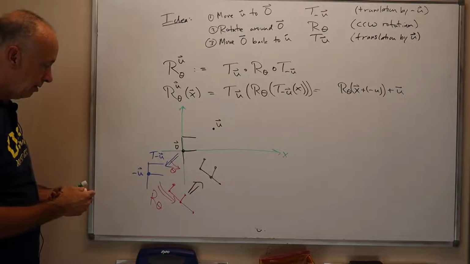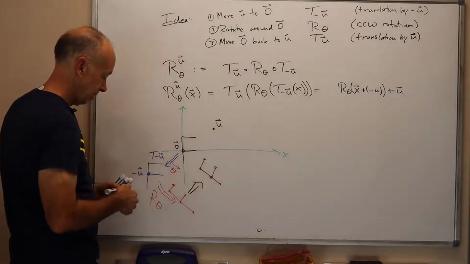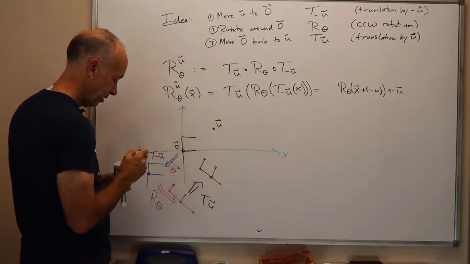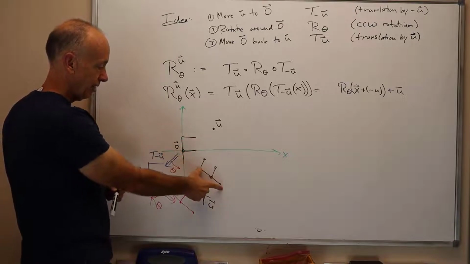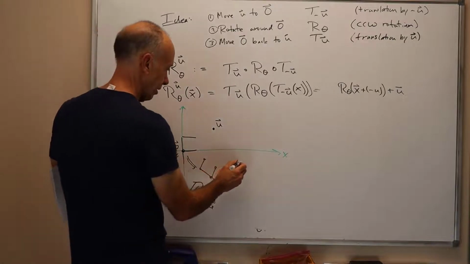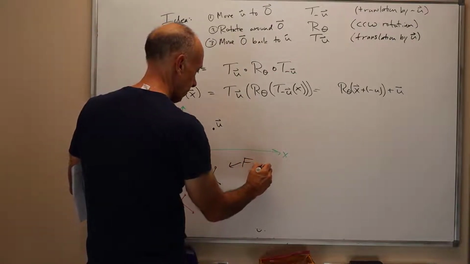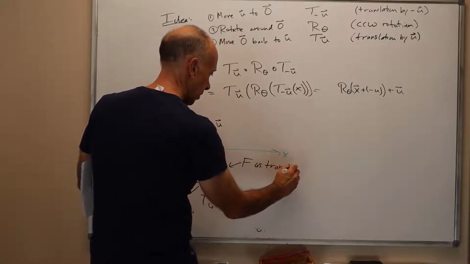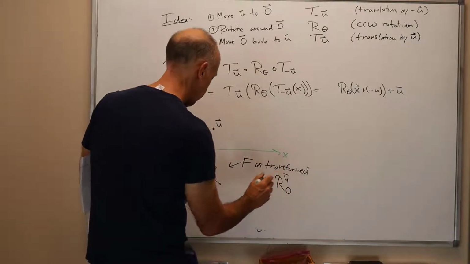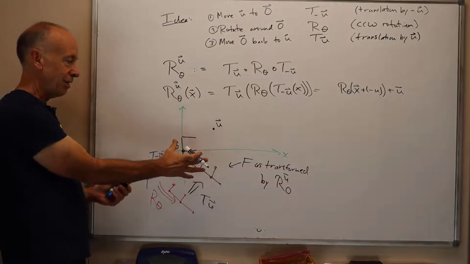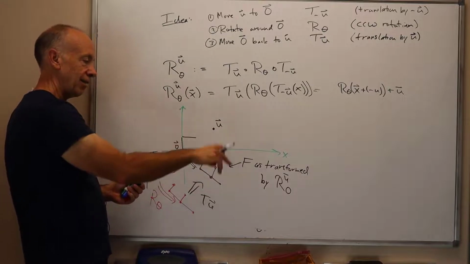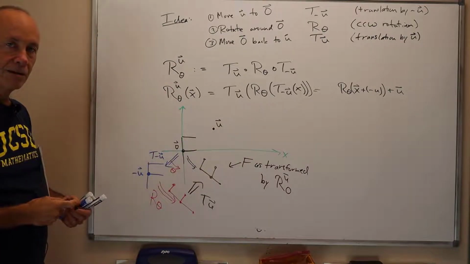So this was the translate by U. The overall effect of the operation was to take the F and move it to this F. So our overall effect was this one here. So this is the F as transformed by R_U theta. And you can see that, assuming I've drawn it well enough on the board, we have in fact obtained that F could have been obtained by holding U fixed and rotating counterclockwise through angle theta.